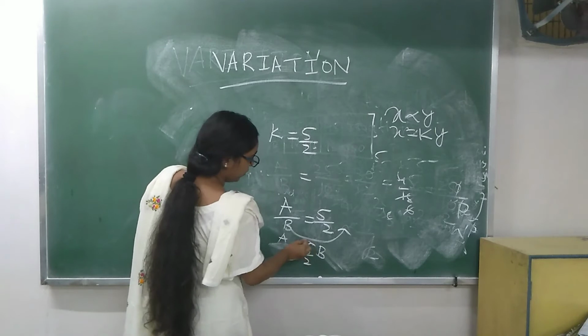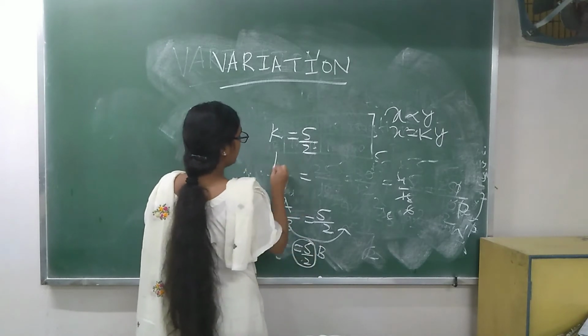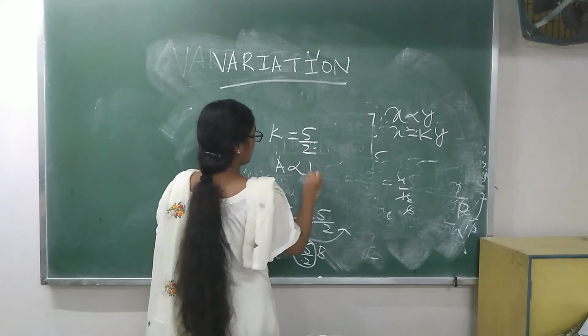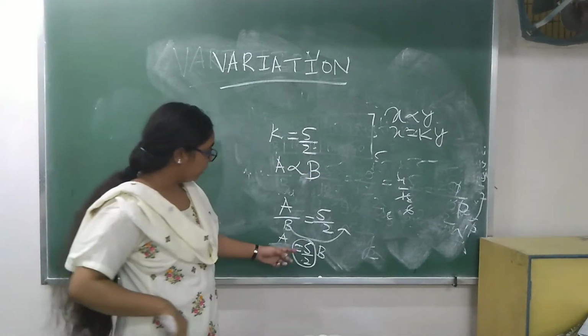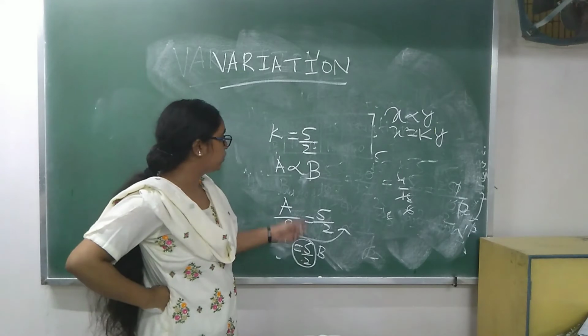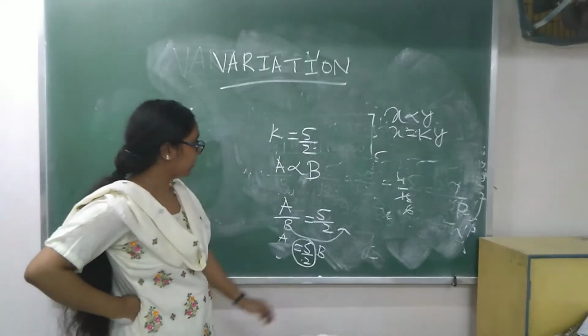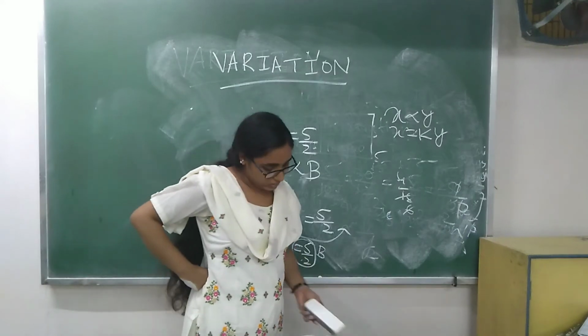Now if you remove this equals to and 5/2, what can you write? A is directly proportional to b. When you remove this equals to and 5/2, you will get A directly proportional to b. Okay, so this is the first one.